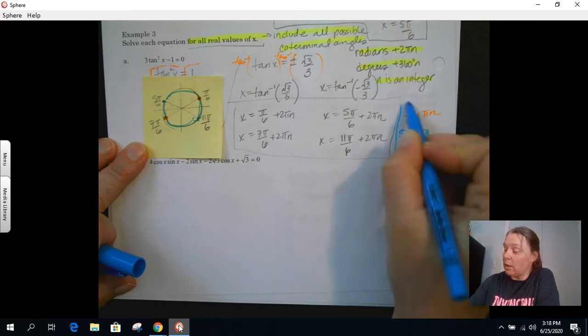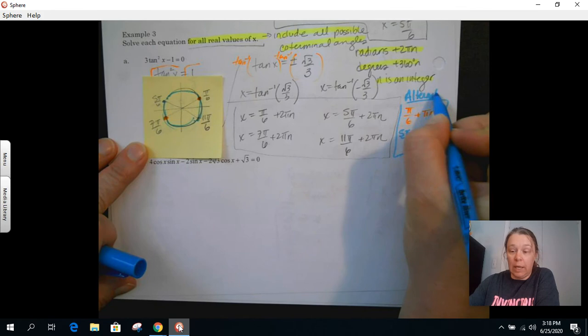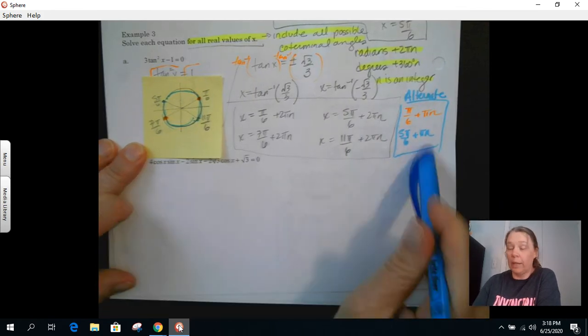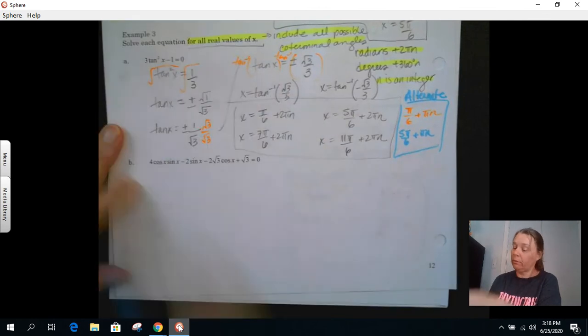Okay, so this is an alternate answer. I personally will take either. The book will probably give this as your answer. So just be aware of that.